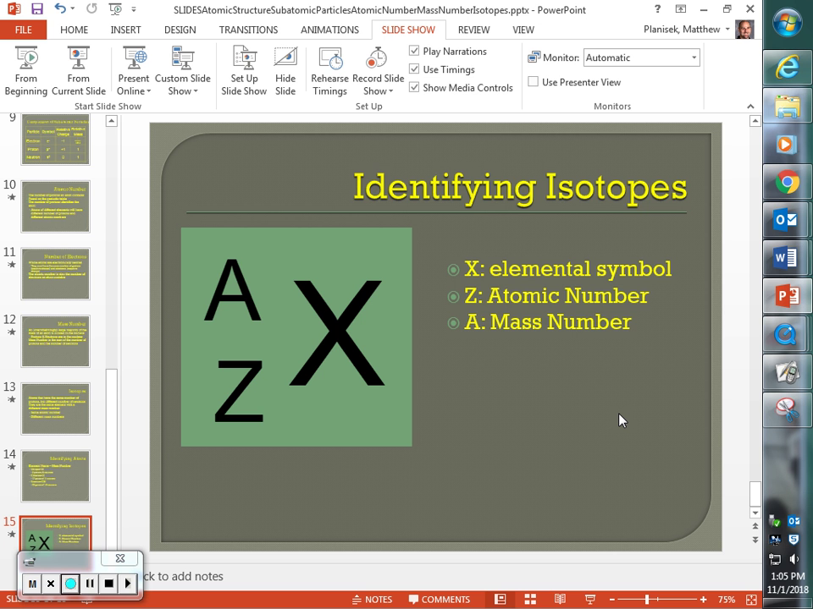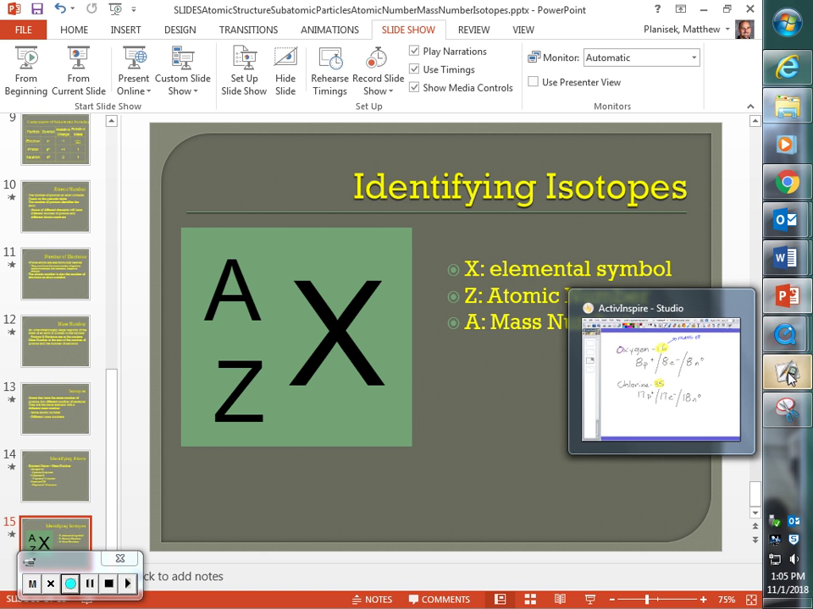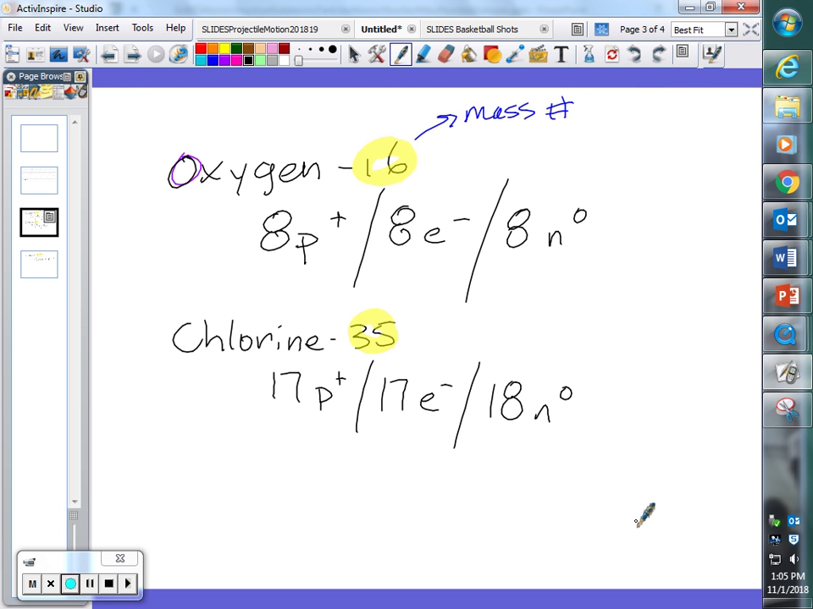So first, let's apply this to something we've already done. Then I'll give you a new one that we haven't done yet, and I'll show you how that works. Okay? So let's start with this oxygen that we started with. So we're going to represent this atom, instead of calling it oxygen 16, as a symbol with some numbers.